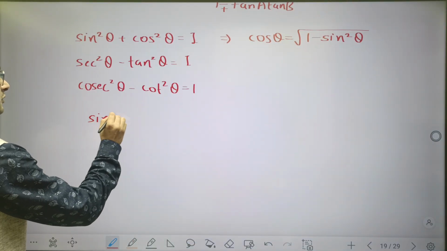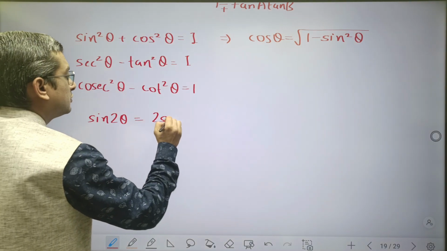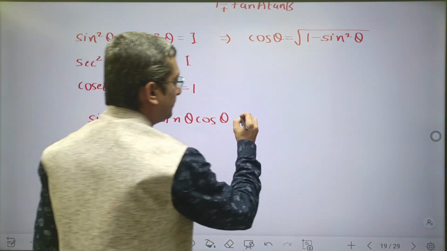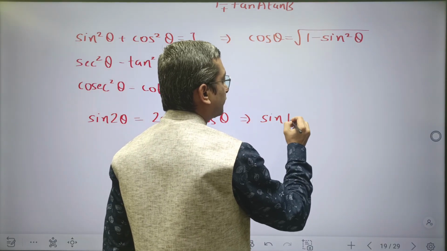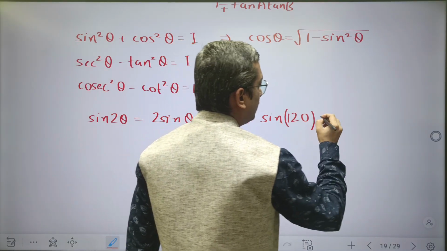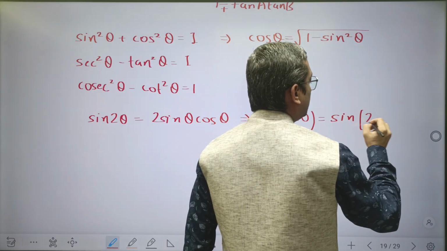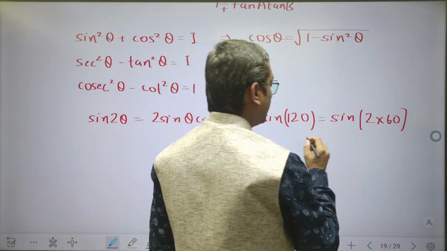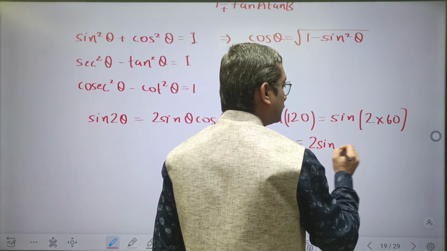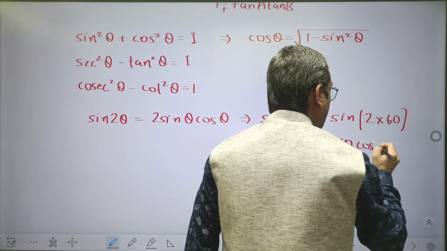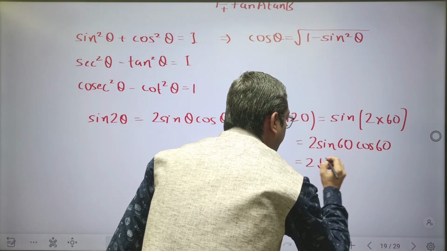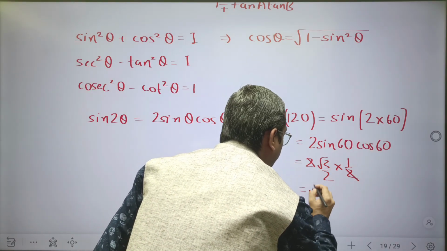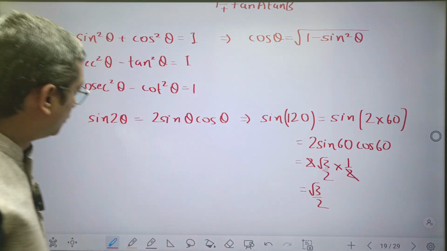Sin 2 theta is equal to 2 sin theta cos theta. For example, if you wish to find sin 120, this sin 120 can be written as sin 2 into 60. So 60 is theta. So sin 2 theta is given by 2 sin 60 cos 60. Sin 60 is root 3 by 2 and cos 60 is 1 by 2. This 2 gets cancelled and finally you will have root 3 by 2.